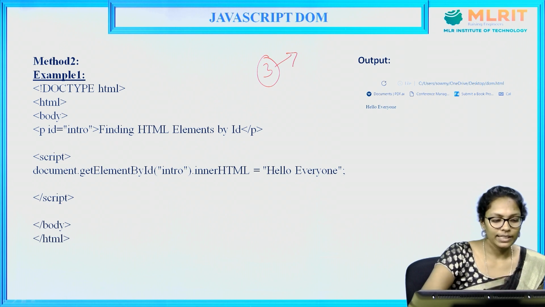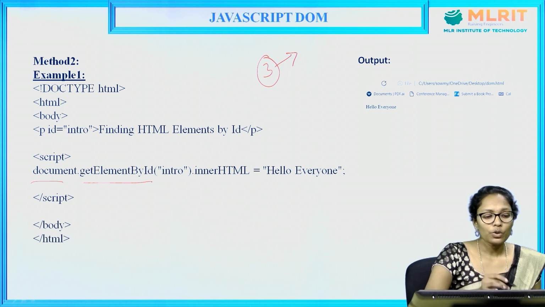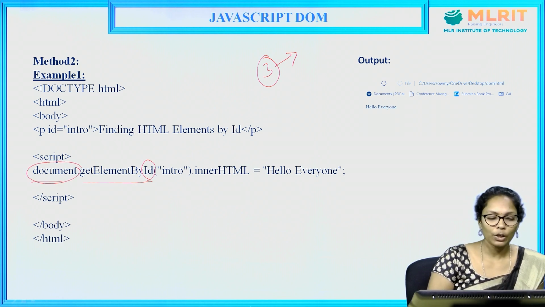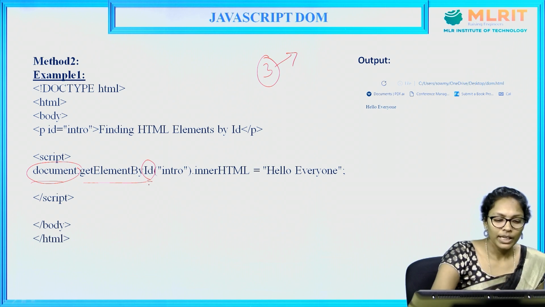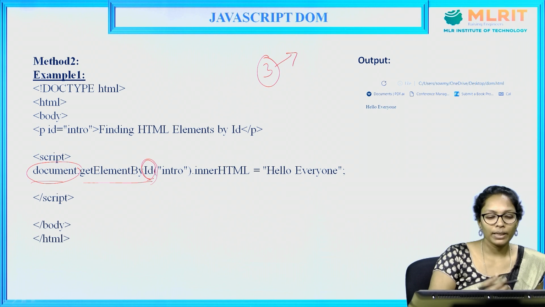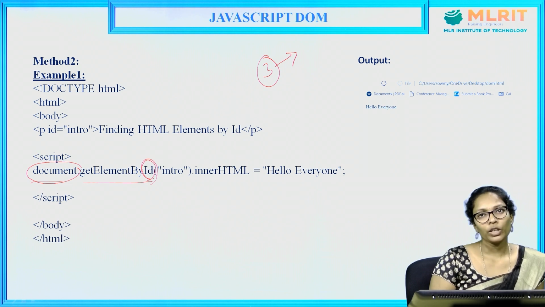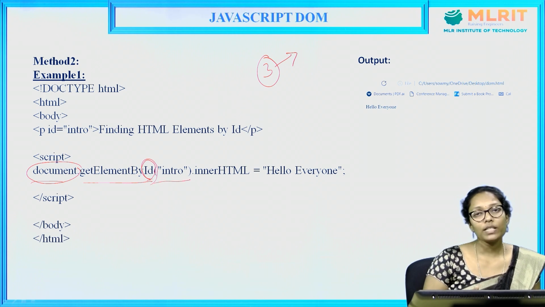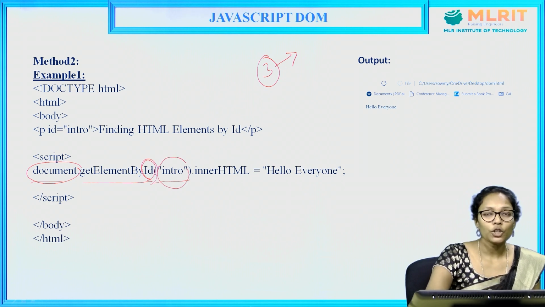The first method is document.getElementById. Based on the ID, you are accessing the elements. From where are you accessing? From the document. Document refers to what? The HTML document. So from the HTML document, based on some ID, you are retrieving the element, and you can modify that element, you can remove that element, whatever you want. But what is the method you are using to access the element based on the ID? getElementById. This method expects one parameter. What is that parameter? The ID value. Whatever ID you provide in the HTML, the same ID you should give here.